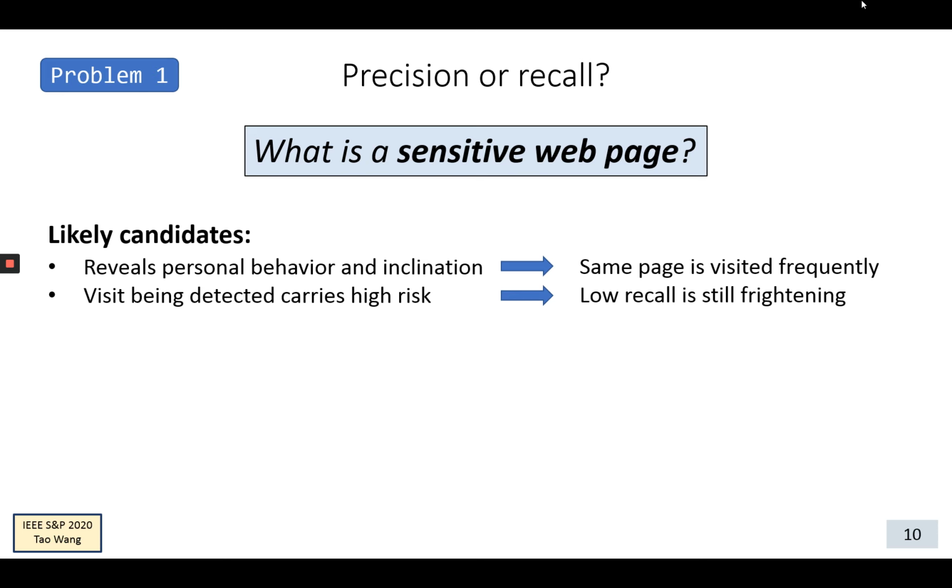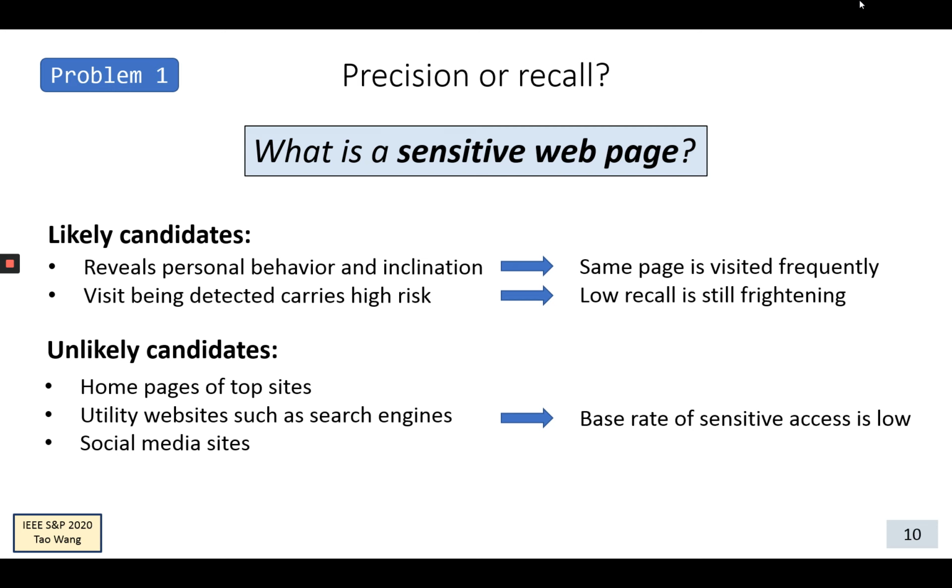Unlikely candidates for sensitive web pages may include home pages of top sites, utility websites such as search engines, and social media sites. Because website fingerprinting can't see what you're searching for, they can't see what you're tweeting, for example, the fact that you visited those sites doesn't tell the attacker much. So what that really says is that the base rate of sensitive web page accesses is actually going to be quite low.